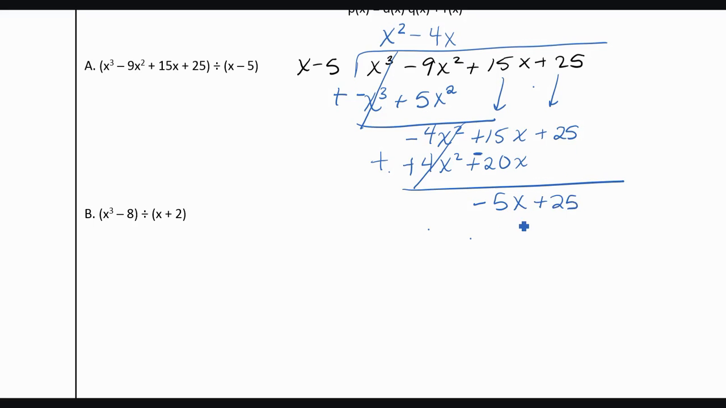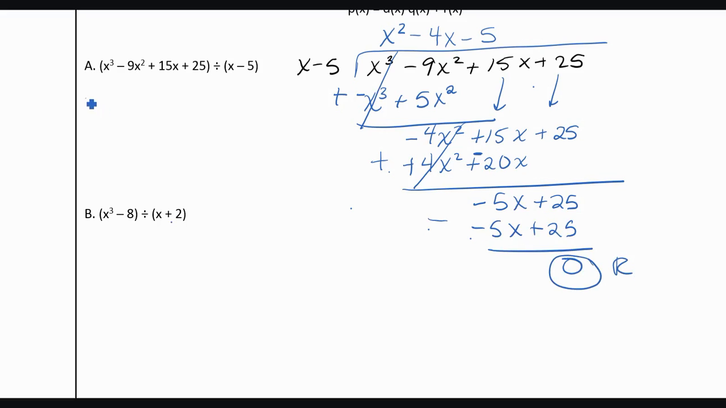Okay, so now what is negative 5x divided by x? Well, that's negative 5. And when we distribute here, negative 5 times x will be negative 5x, and negative 5 times negative 5 will be plus 25. And we can see these are exactly the same, so when we subtract, we're going to get 0, and that's actually our remainder now. We don't have anything else to bring down.